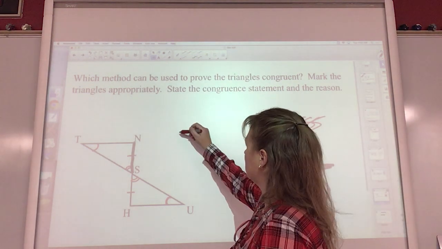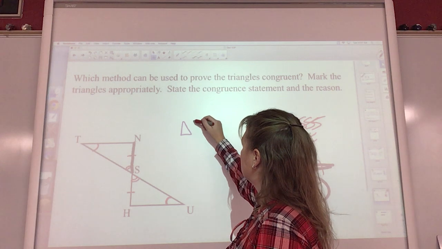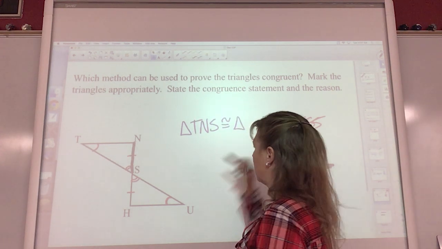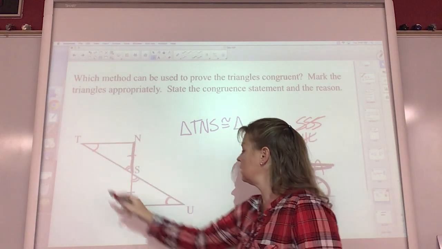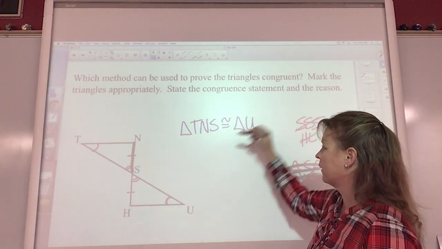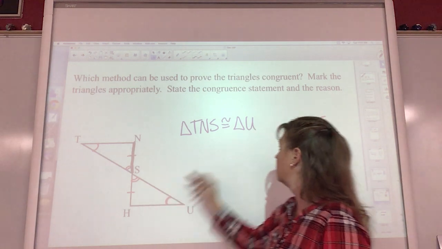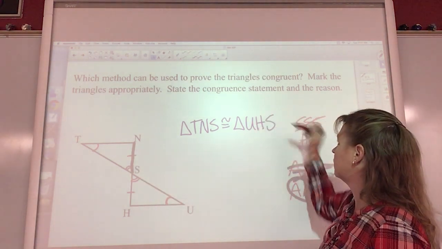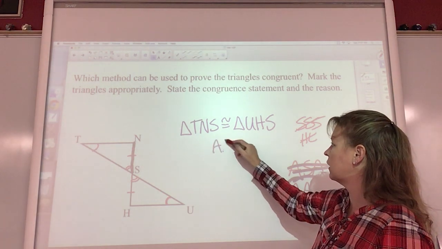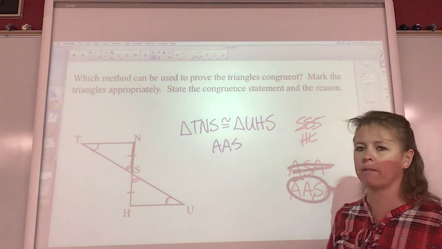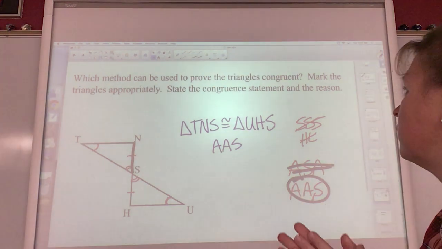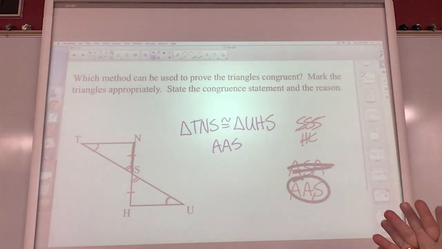Go ahead and make a congruent statement. Triangle TNS is congruent to triangle. What matches the T? The U. What matches the N? The H. What matches the S? The S on the other side. Angle, angle, side. That's what you're working on. That's our proof of proving triangles congruent.